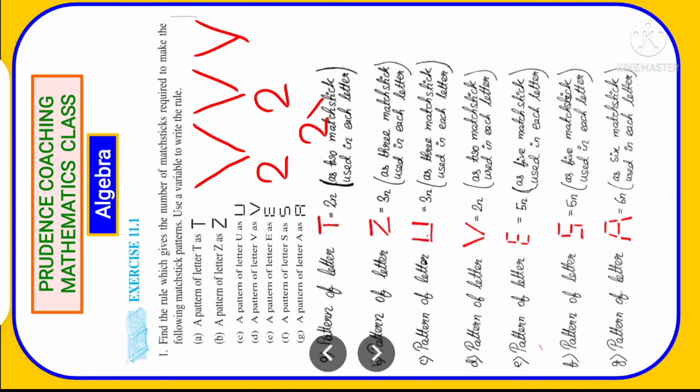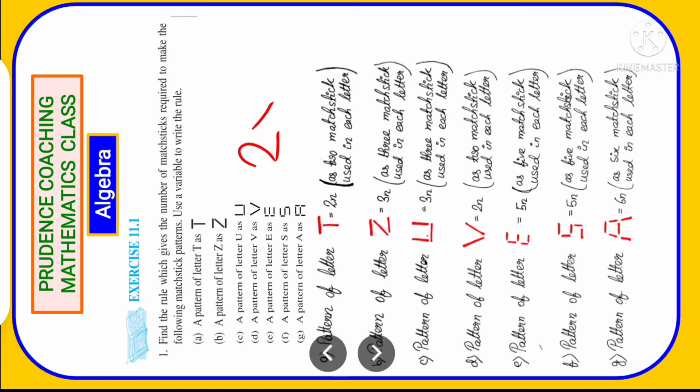Now if we say 4 V's, then 2 into 4, you will get 8. But we don't know how many V's, so we will just write 2 into n. That is the number of times the letter is formed. So here 2n will be the answer. Next one is E. For forming a single E, as you can see, we need 5 matchsticks.